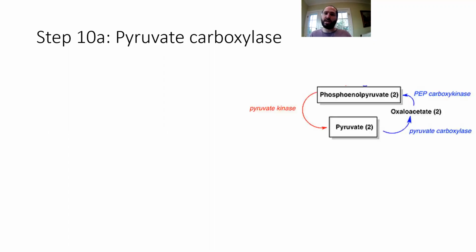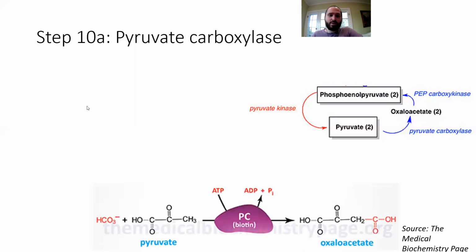So in the gluconeogenic direction here, remember, how many carbons does pyruvate versus oxaloacetate have? Pyruvate has 3, and oxaloacetate has 4, excellent. So in this case, we are actually adding a carbon. So here's our reaction for pyruvate carboxylase. PC, here's our enzyme.